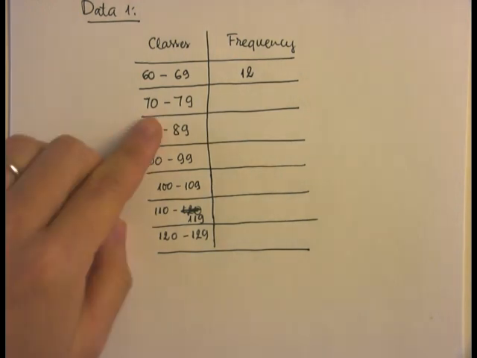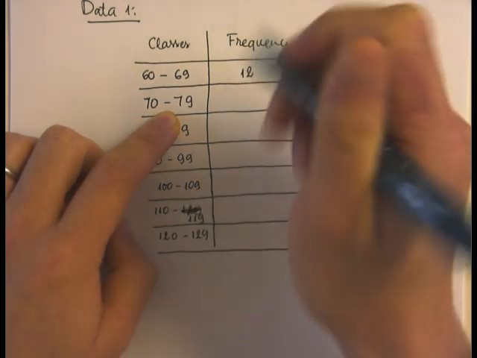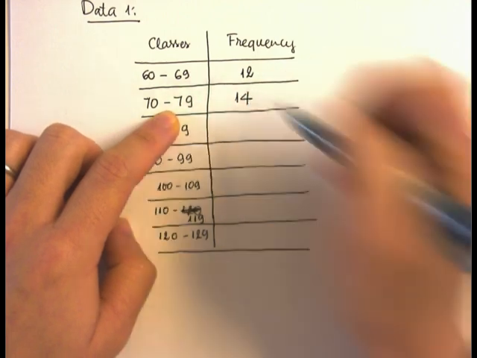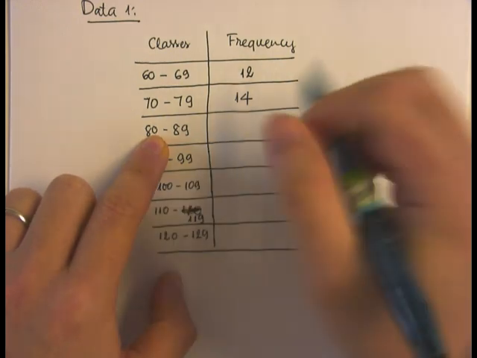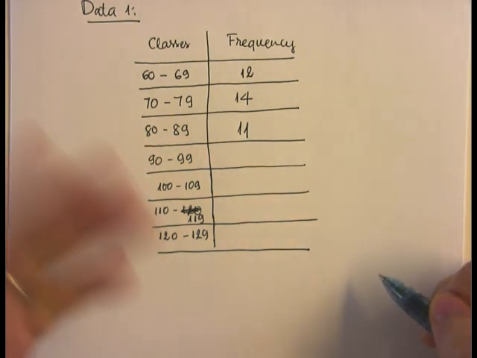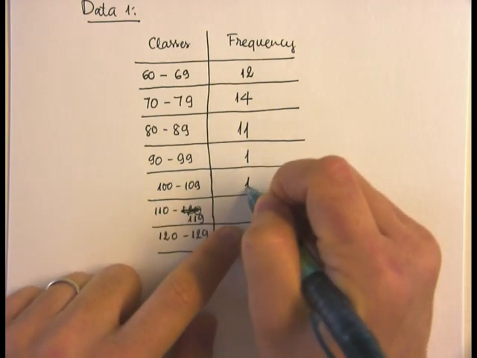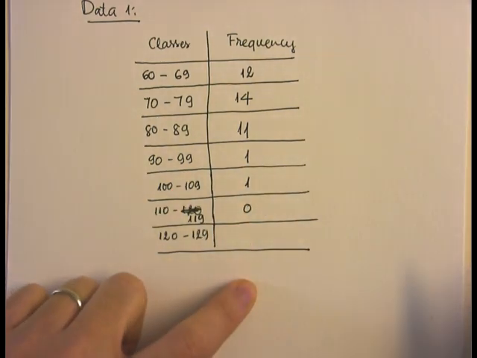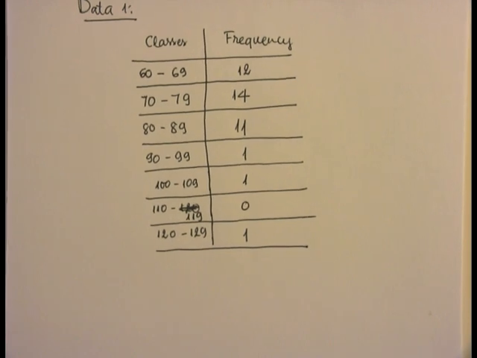Now, the next class from 70 to 79, there are 8 72s and 6 76s, so that would give me a total of 14. And if you look into this class right here, there are going to be 11 members. And once you get the idea, you can actually move faster for the rest of these problems. Now this class here only contains 1, and 1 for this. There's 0 for this one, and then there's 1 for that. Okay, and so that's how we can construct a class frequency distribution.